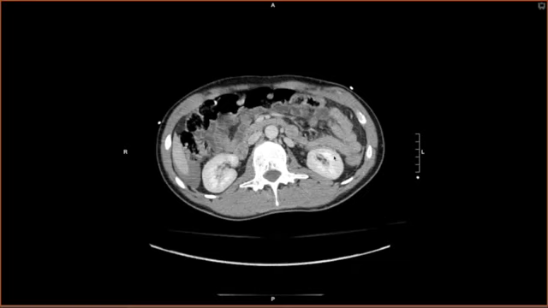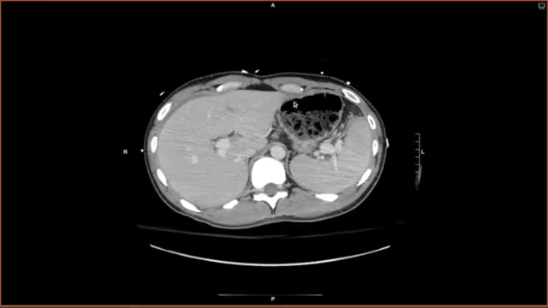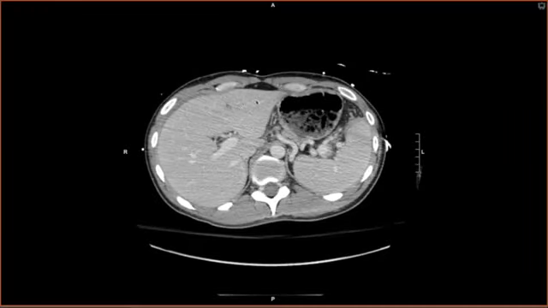Okay, so the first one is a patient who is in a car accident. So this is a CT scan of the abdomen. It's with contrast, and I'll scroll through it. On the right here is the liver. On the left here is the spleen. This is the aorta. This is the stomach. Okay? That's just to orient you.